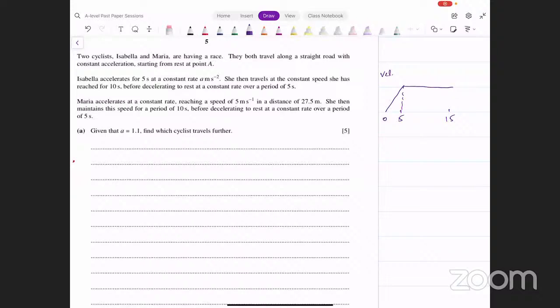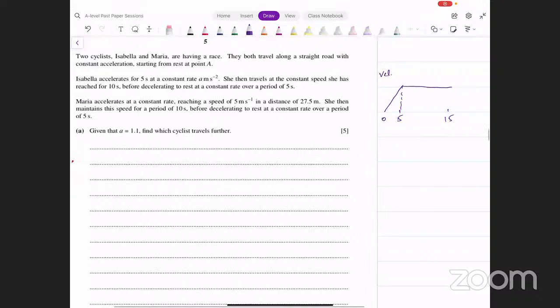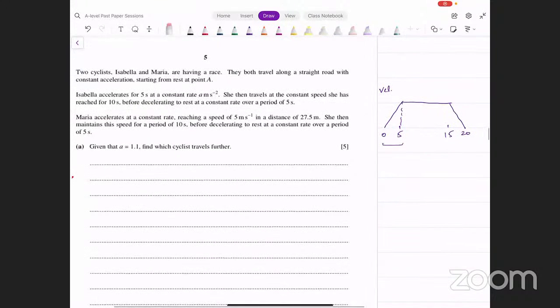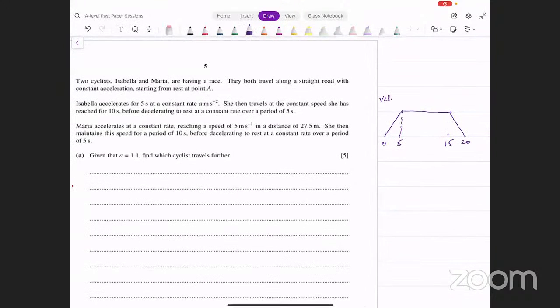And then she decelerates at a constant rate for a period of 5 seconds. दोबारा 5 seconds पे constant rate पे वो वापस 0 पर आ गई. तो इसका मतलब ये देखें, 5 seconds में उसने 0 से start किया था और इस velocity पे पहुंची थी, whatever this velocity is.